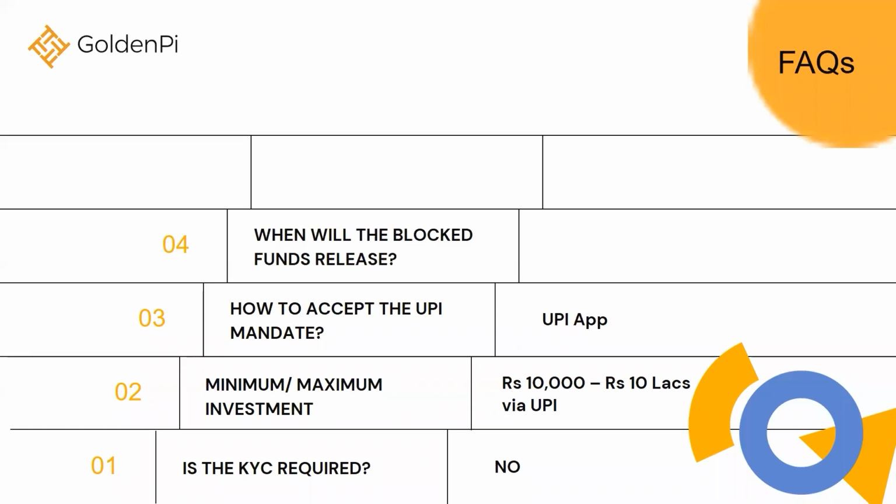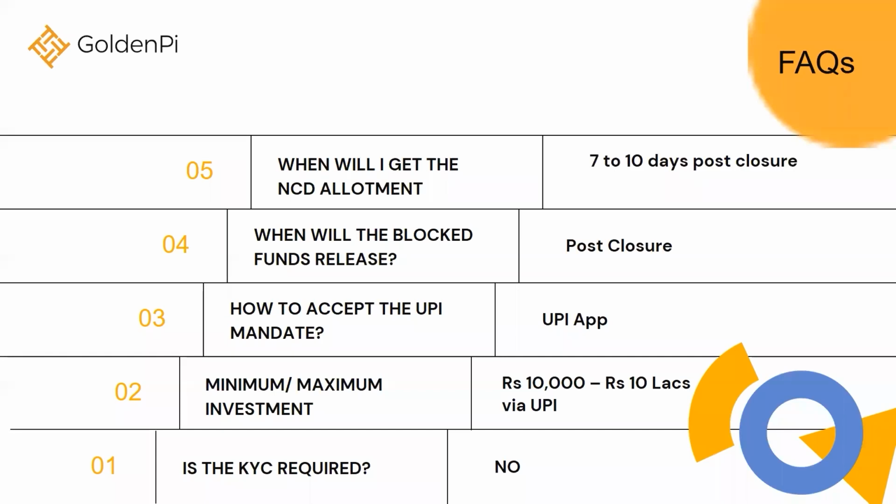There are certain cases wherein investors can cancel the application, or maybe for some reason the funds got blocked and they are not getting released. Then when will the release of the funds happen? That typically happens post closure of the IPO window. And the final question is, when will I get the NCD allotment? That typically happens within 7 to 10 days post closure of the NCD IPO window.